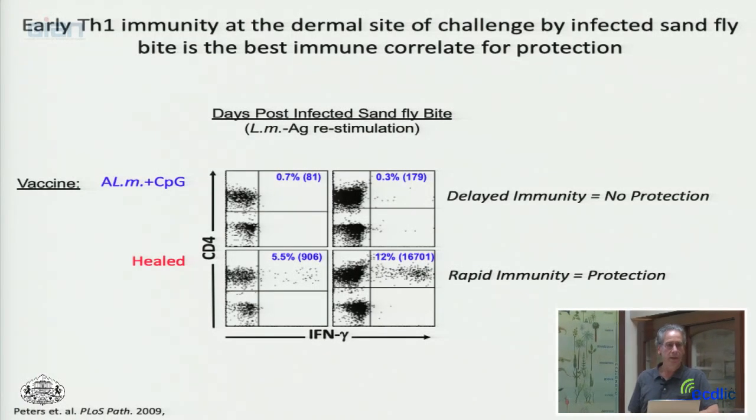You're just getting lots of cells secreting lots of cytokine right where the challenge infection is. Okay, so early Th1 immunity, this rapid immunity, that's what correlates with protection.